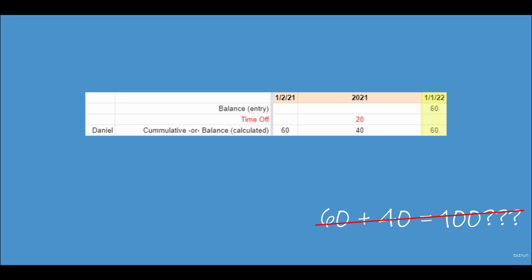The balance entry of 60 hours resets, restarts, or better yet, overwrites his previous day's calculated balance of 40 hours. 60 hours is Daniel's new starting point at the start of the day on January 1st, 2022. If he doesn't take any time off that day, his day-end balance would still be 60 hours. Let's keep moving forward.